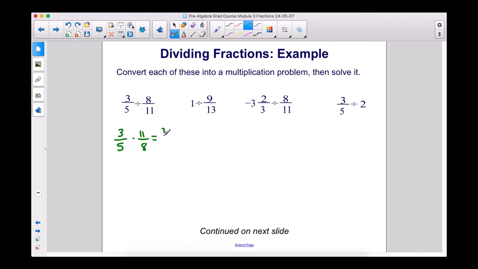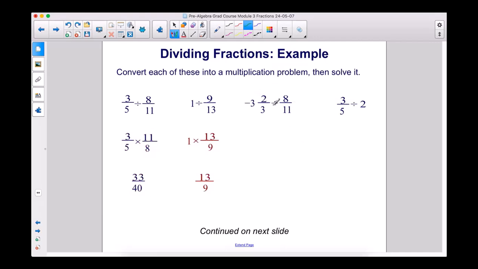3 times 11 is 33. 5 times 8 is 40. 1 divided by 9/13 is the same thing as 1 times 13/9. And remember, 1 times A is just equal to A. The answer is 13/9.